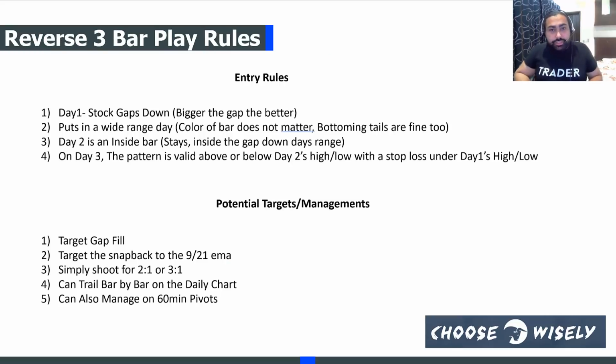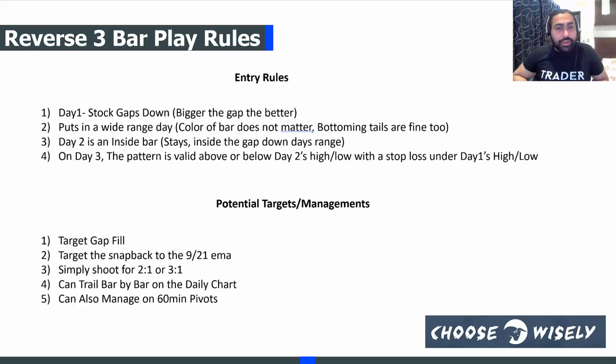So the entry rules are this. On day one, the first day, the stock gaps down, okay? Meaning it closed a day at 38, and now it's opening at, let's say, 28. So it's gapping down. Now, the bigger the gap down, the better. If a stock's close yesterday was $38 and now it opens at 37, that's a gap down, but it's not significant. We're looking for significant gap downs where you look at the chart and you're like, wow, look at this stock. It's down so much today. So the bigger the gap down, the better.